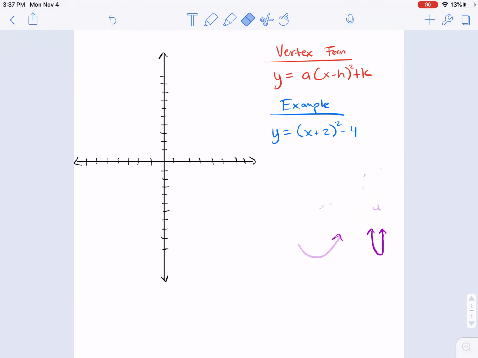Okay, so looking at the example I have, notice there's not a number there in front of the parentheses. This is that understood 1, which means a is positive, which means it's going to open upward.